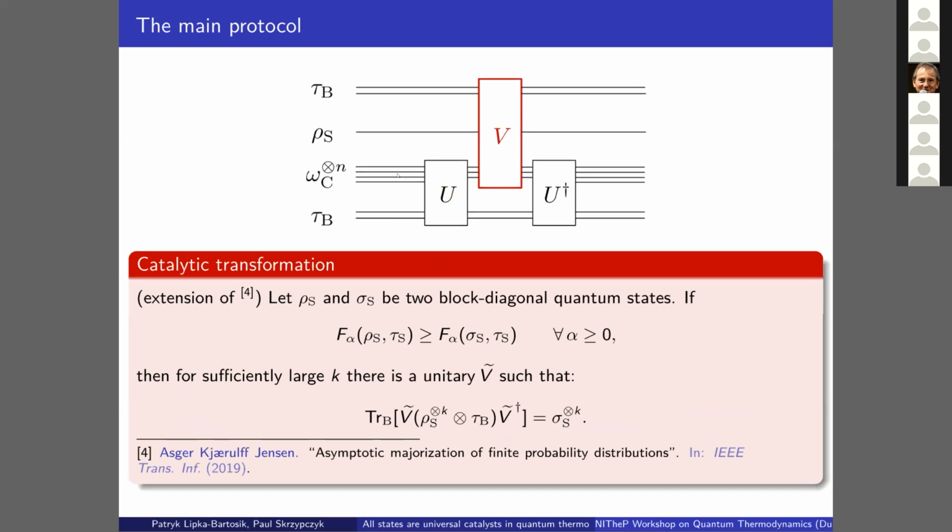And this one is basically a slight generalization of this result by Jensen, and essentially states that given two states which satisfy respective second laws, there's a multi-copy transformation. So there is some k such that k copies of this state can be transformed into k copies of the state sigma. So there's a multi-copy transformation and a unitary which realizes this transformation by acting on the state and on k copies of the state and the heat bath. And this is precisely what we will do to construct this unitary V.